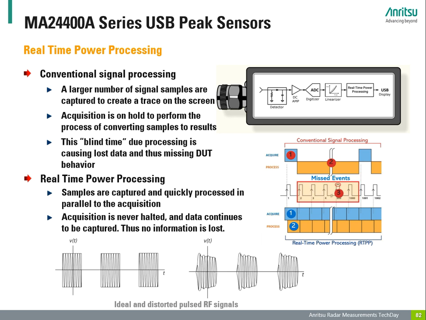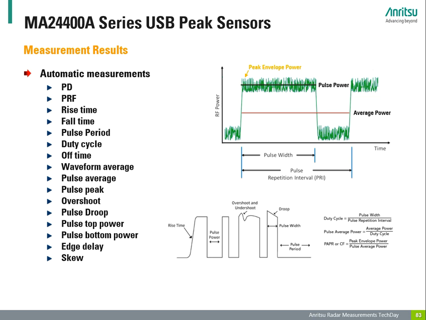reliably captured and analyzed. For sure, it is easy to analyze an ideal and clean pulse train, but real-world radar signals might have distortions or other irregularities. The real-time peak power meter is autonomous and is gaining, quasi in parallel, many different signal parameters that you can see here on the screen.